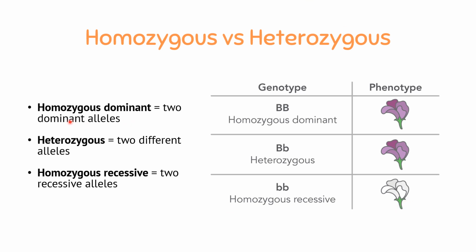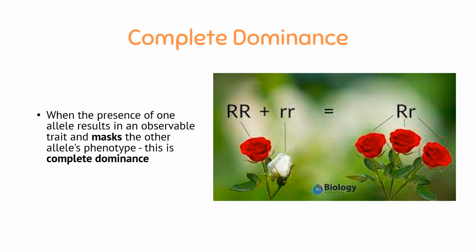So I want you to know these terms. Homozygous means the same, so either two dominant alleles or two recessive alleles, and heterozygous means two different alleles. What we've been talking about so far is called complete dominance. This means that when the presence of one allele results in an observable trait, it masks the other allele's phenotype. So for example, if we have a dominant allele, it's going to mask the recessive allele.